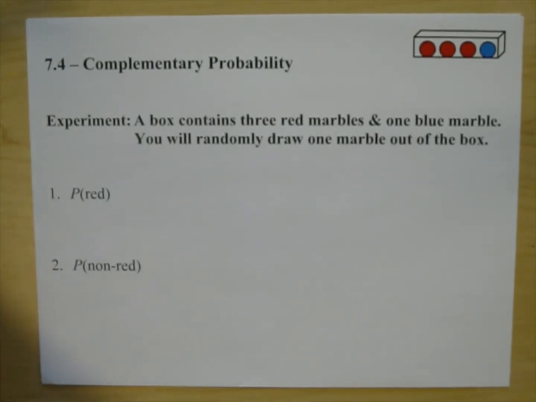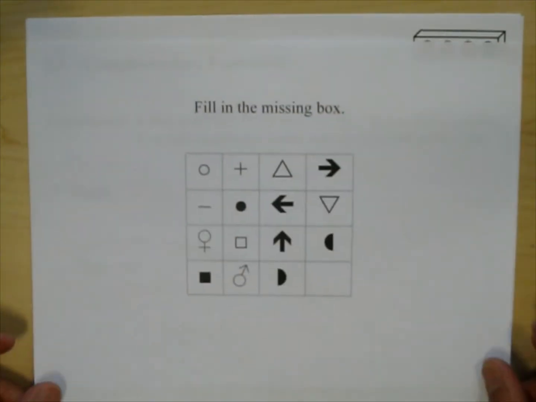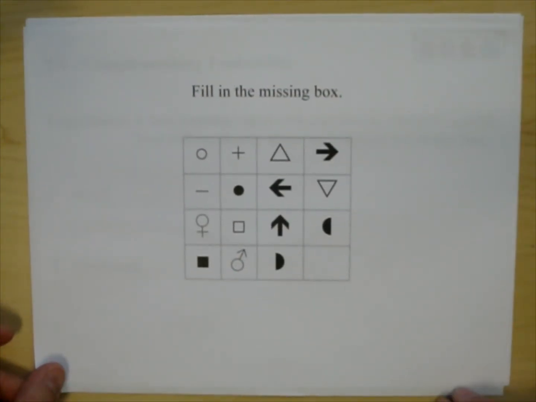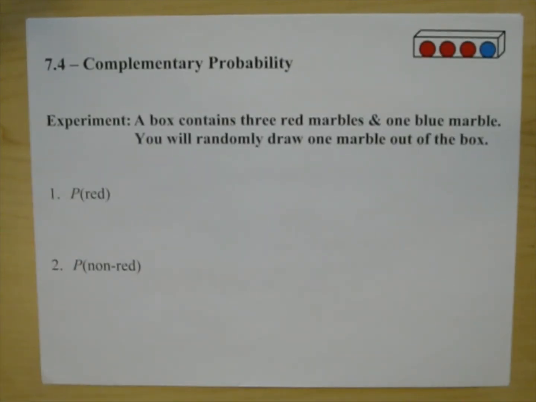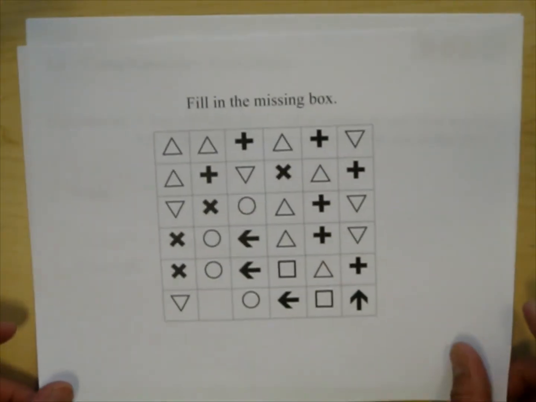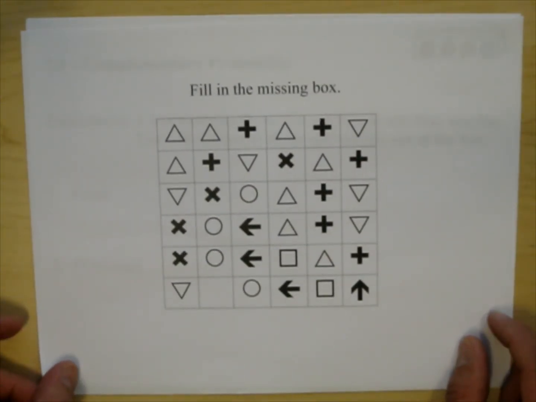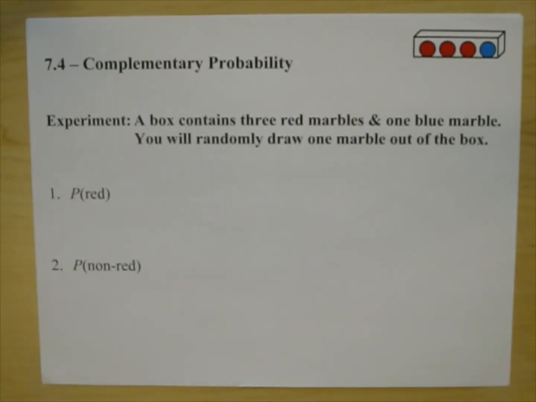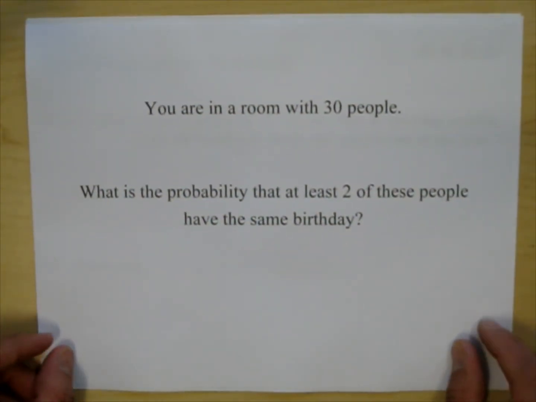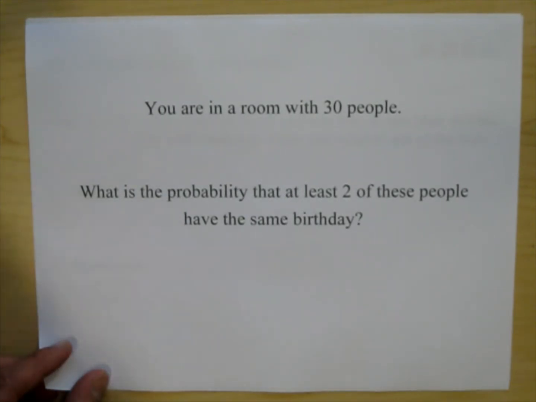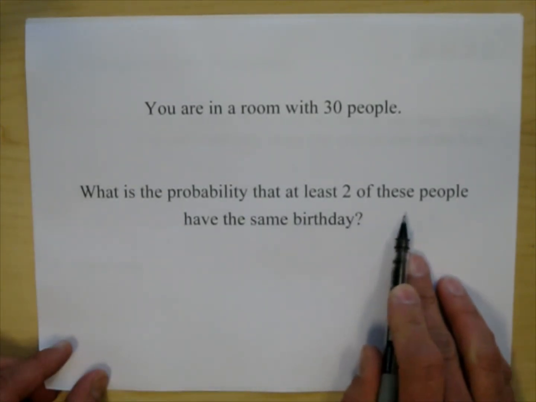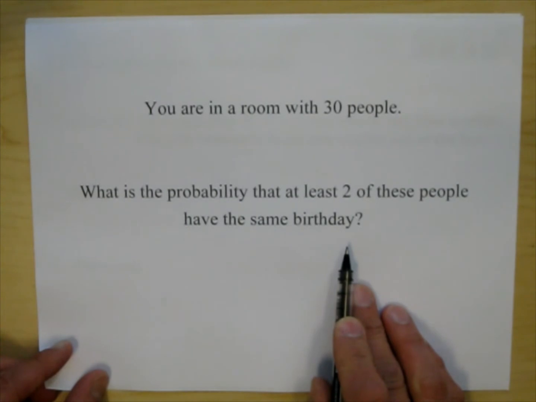Before we do that, here are some puzzles. Fill in the missing box. Another puzzle. Fill in the missing box. And the last puzzle that has to do with probability is this. You're in a room with 30 people. What is the probability that at least 2 of these people have the same birthday?